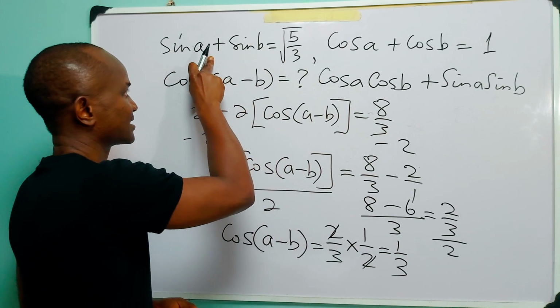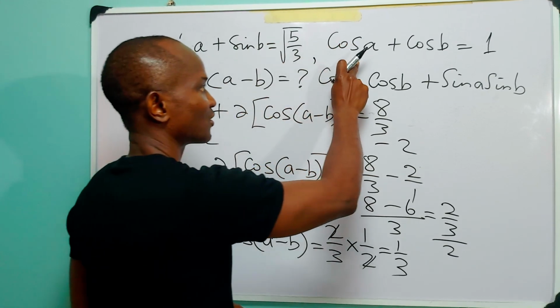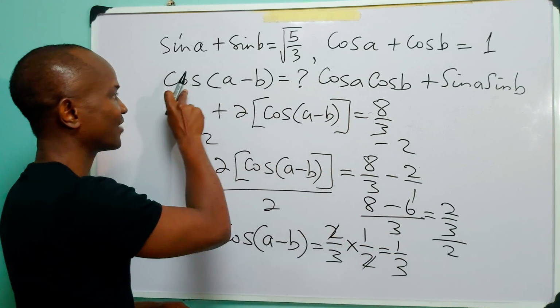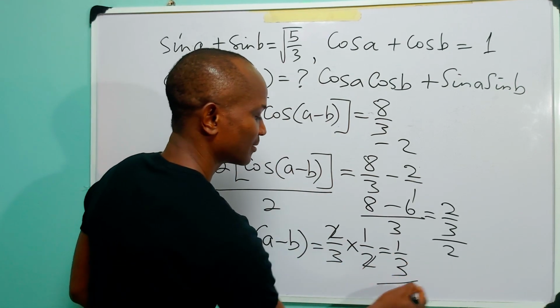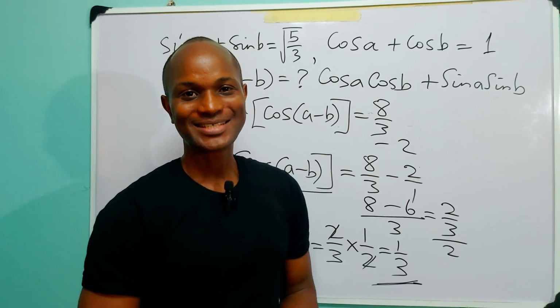So, given that sine A plus sine B is equal to root 5 over 3 and cos A plus cos B is equal to 1, we have found that the value of cos(A minus B) is equal to 1 over 3.